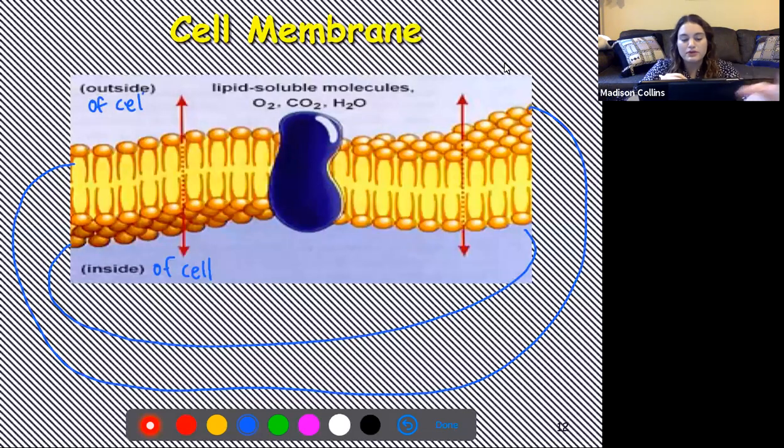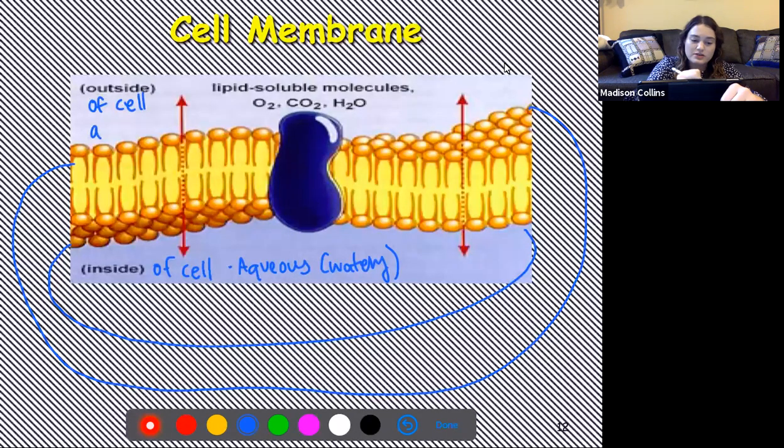So again, both the inside and the outside of the cell are going to be aqueous environments, which means they are watery. We know that the inside of the cell is watery, but that outside is going to be as well. So both of those environments are going to be aqueous or watery, which means that those hydrophilic heads are having the time of their life. But the reason we have to have 2 of those layers is because these hydrophobic tails in the center can't ever touch water.